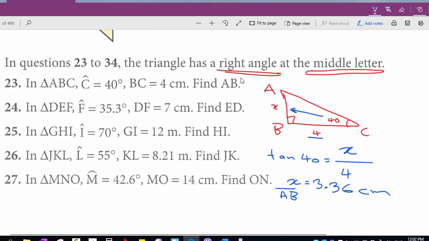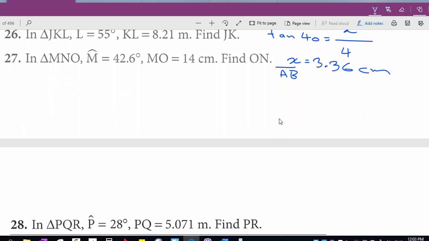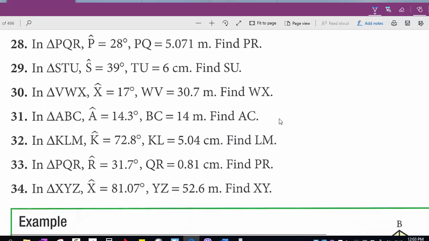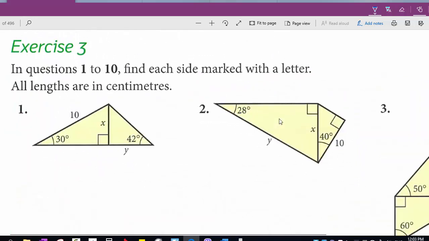Just sketch the triangle. It's not drawn to scale. Sketch the triangle and look. Do you have the hypotenuse? Which side is missing? Is it the opposite? Is it the adjacent? And then using sine, cosine, and tan, you can find the missing side.